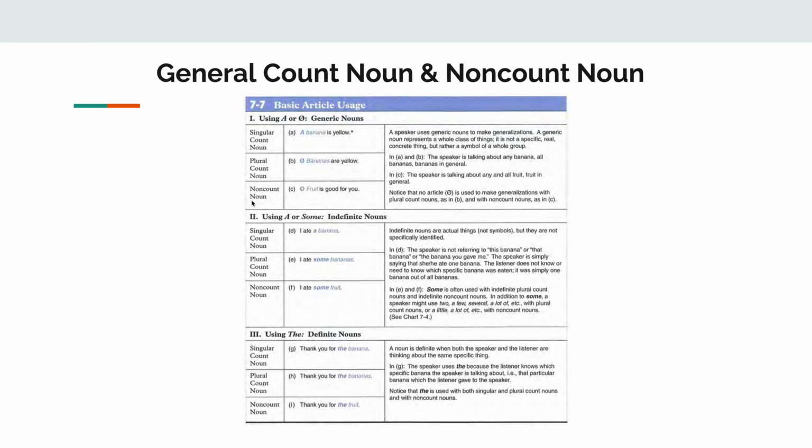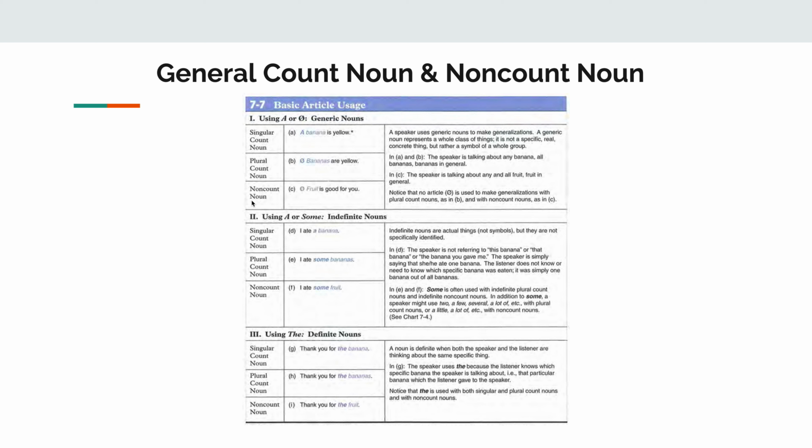The first one we have is a and an, articles, and the first one is general nouns. A speaker uses generic nouns to make generalizations. A generic noun represents a whole class of things. It is not a specific, real, concrete thing, but rather a symbol of a whole group.